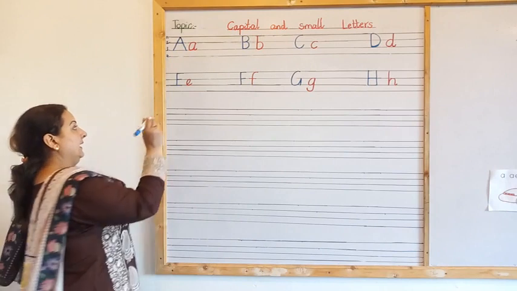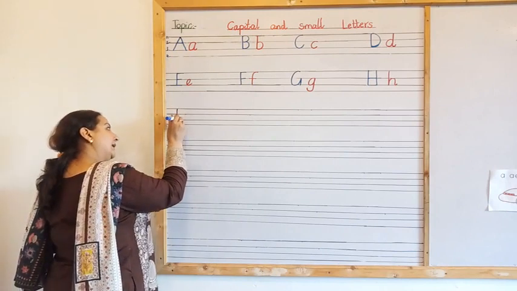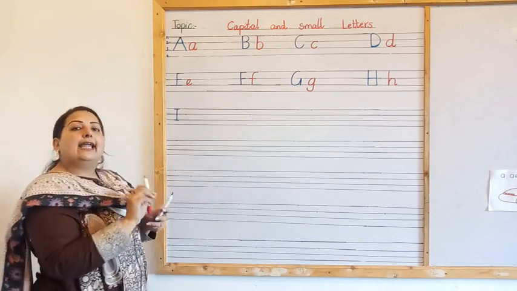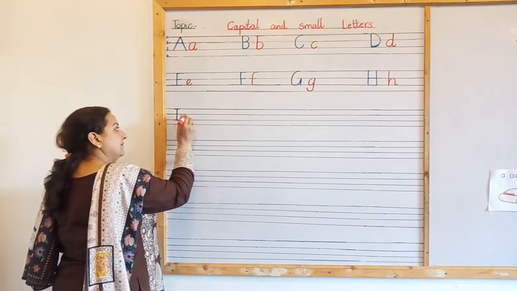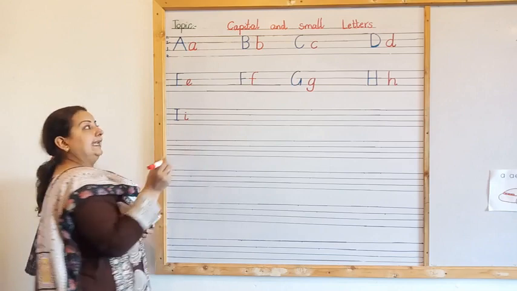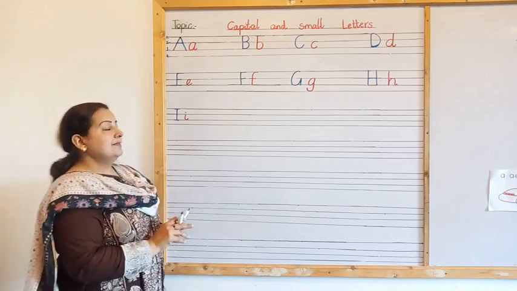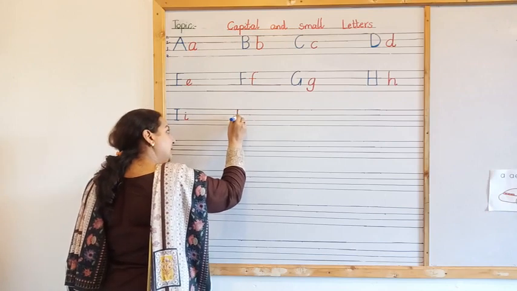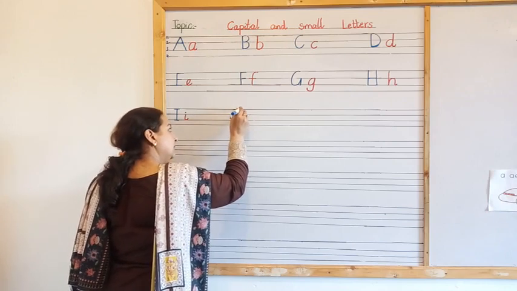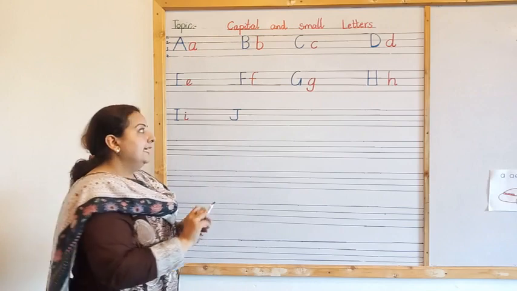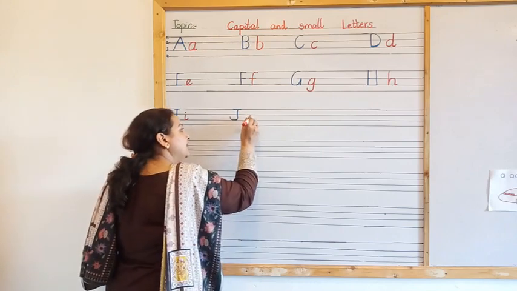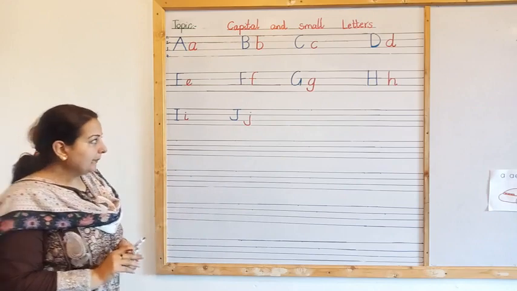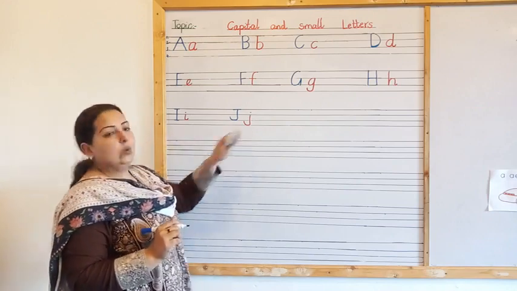I. Capital I, upper 3 lines, and small i in center 2 lines. What comes after I? J. In upper 3 lines you will write capital J. And small j will be in lower 3 lines.